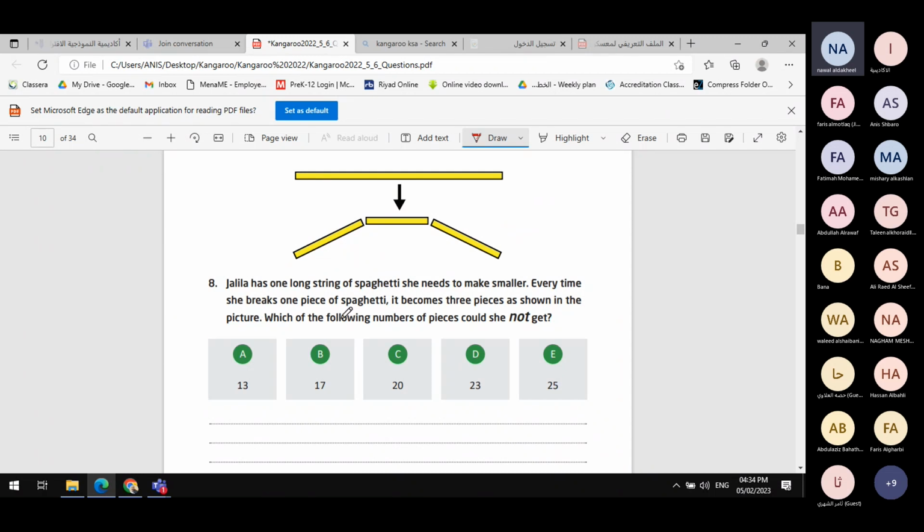Jalia has one long string of spaghetti. She needs to make it smaller every time. She breaks one piece of spaghetti, it becomes 3 pieces, as shown in the picture. Which of the following numbers of pieces could she not get? Okay, so what are your ideas? I think we can't get 25. Okay, so you are guessing, you are not trying.